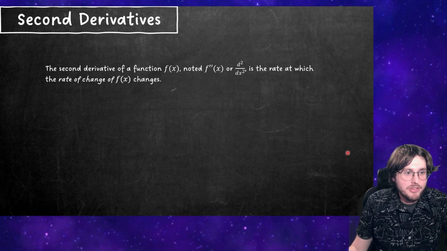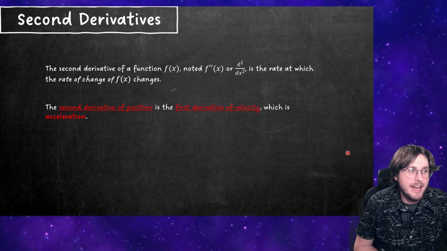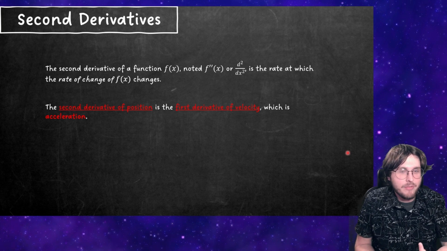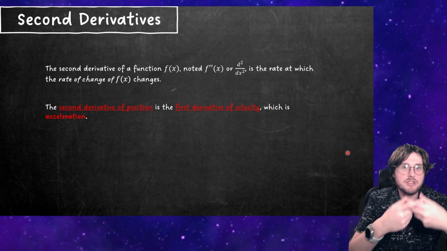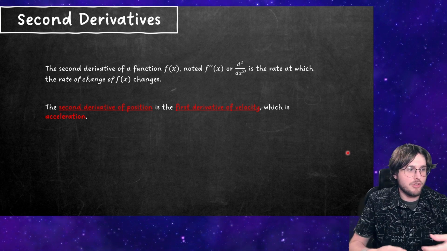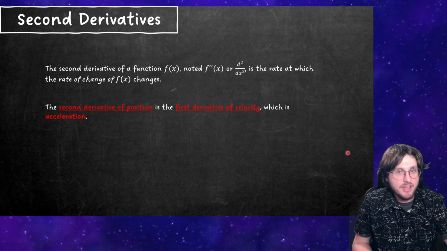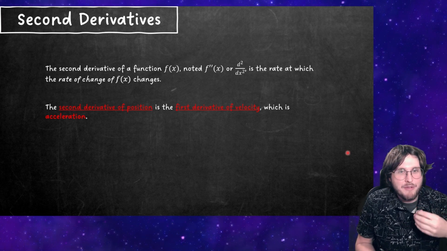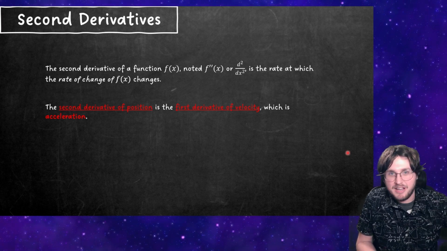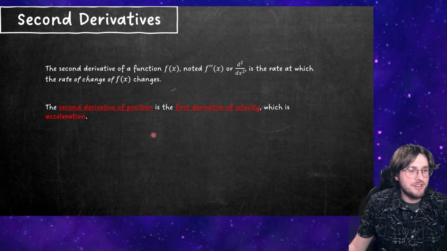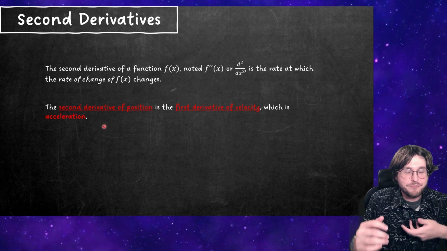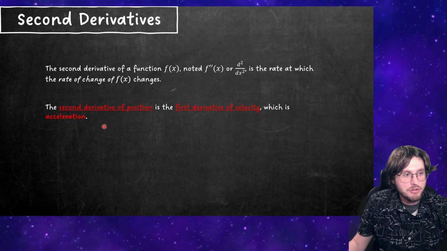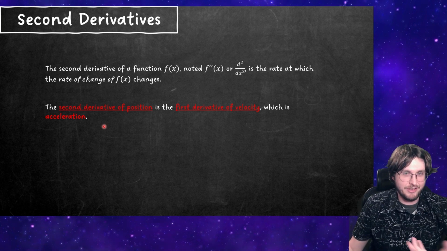In physics terms, I know you are dying for that. Let's say that we want to find the second derivative of position. That would be the rate of change of the rate of change of position. So it would be the first derivative of velocity, which itself is the first derivative of position. So if we're finding the first derivative of velocity, we're finding velocity's rate of change. That turns out to be acceleration. So the second derivative of position is the first derivative of velocity, and that is acceleration.